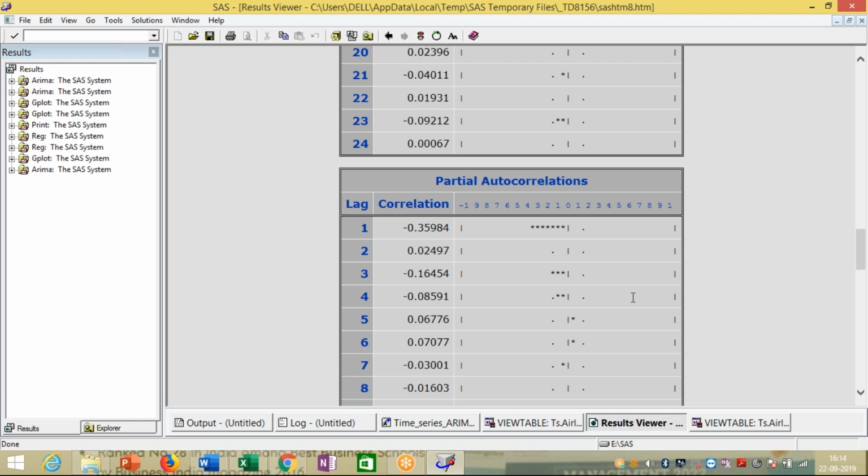So each of these lags are associated with one another. So the question that comes up here is, how do I take care of that? That is taken care of by the partial autocorrelation function. So what does the partial autocorrelation function do? It reports the correlation between two lags after adjusting for the autocorrelation between them, after adjusting for the impact of all the other lags.